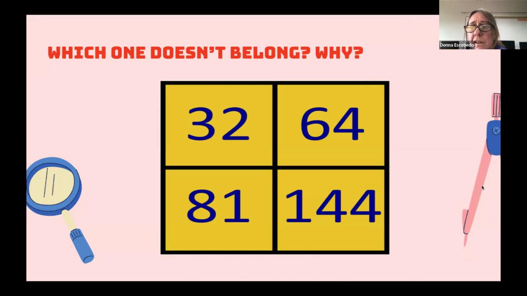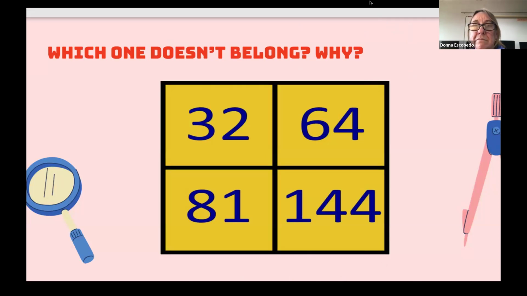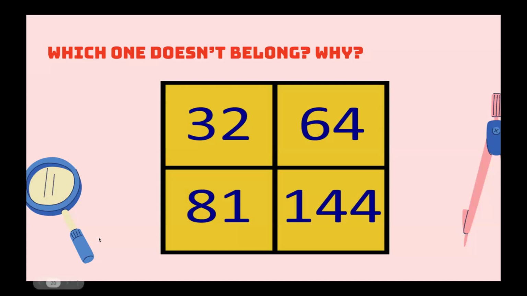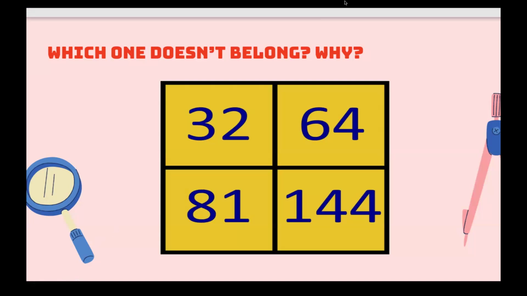All right, where did my chat go? My chat disappeared on me. We've had several people say 32 because it's not a perfect square. Somebody said 81 because it's odd, or 144 because it's a triple digit. Okay.